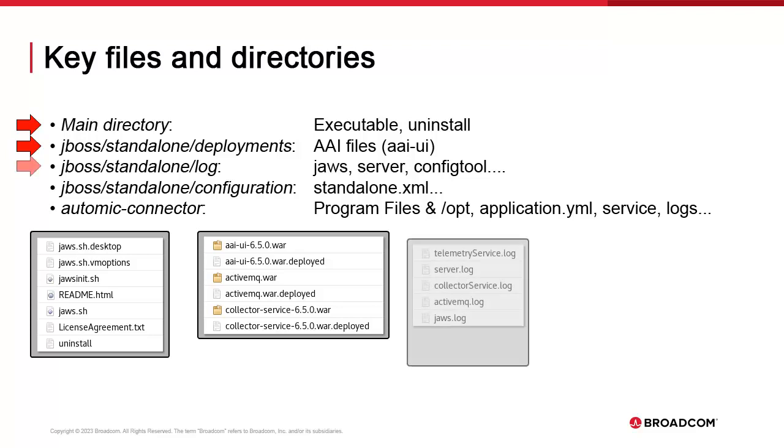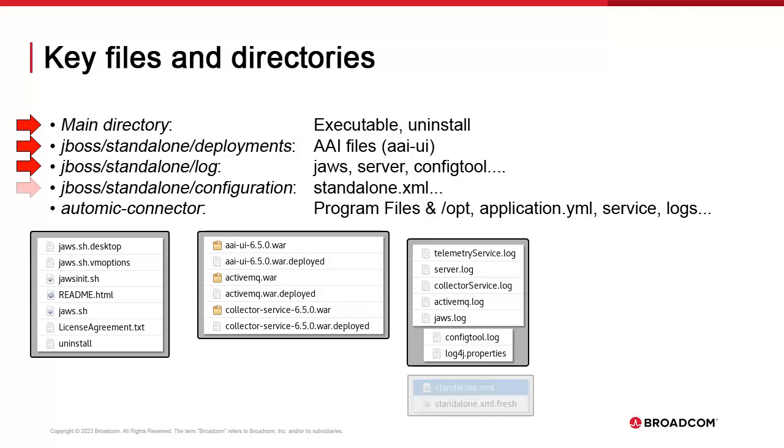Under JBoss standalone log, you find the AAI logs. JAWS.log traces all AAI events, and server.log logs the events of the startup procedure. Finally, under config/log, you find the config tool log, which you can use if you fail to connect to AAI initially, or if you run into DB connection issues. This is covered in the contents on installation. Under JBoss standalone configuration, you find one important file, standalone.xml, which we use to deploy and configure the TLS implementation where AAI and other components should be accessed over HTTPS.